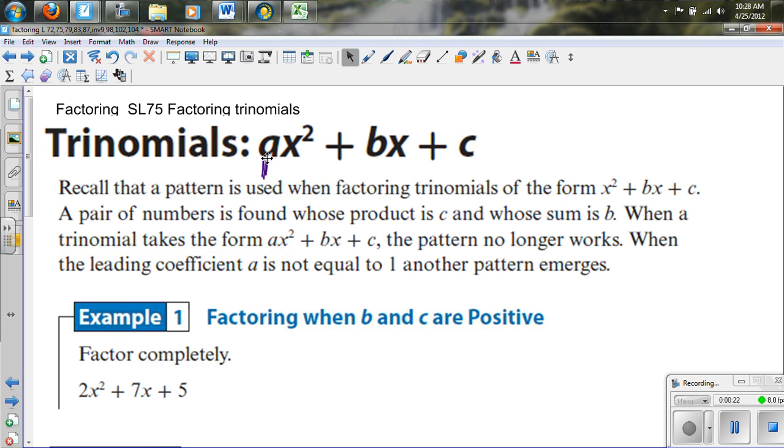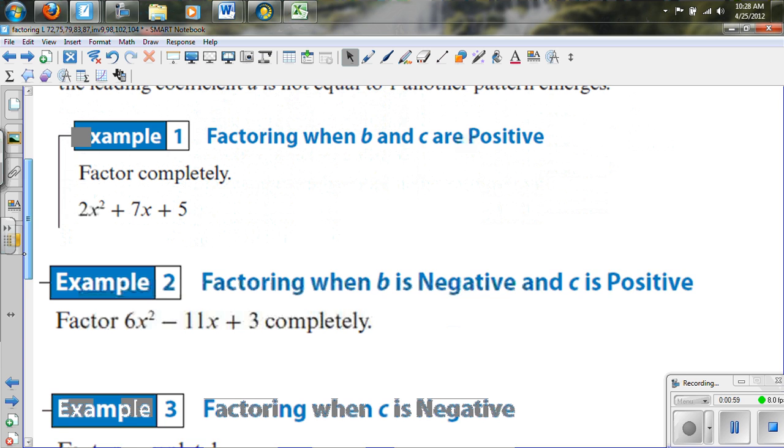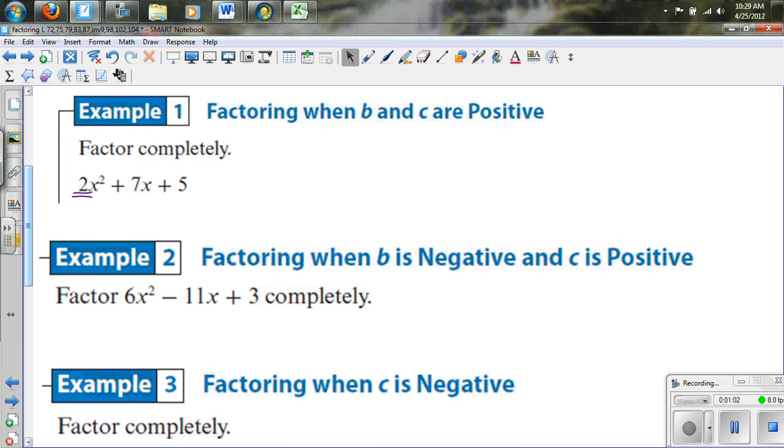And that complicates things because when we're looking at foiling and distributing, we know that we have to multiply the outside and the inside to find that middle term, so whether we add them together. Now we have to take into account that there's going to be some other number in front here that we have to multiply by because it's no longer a 1. And that there may be a number here as well that we're going to have to multiply by besides 1. So this pattern that we've been doing kind of no longer works because we have to take into account now this 2, for instance, in this problem.